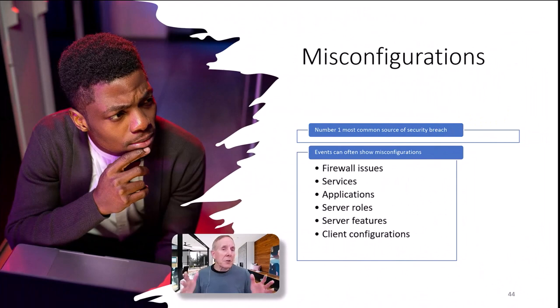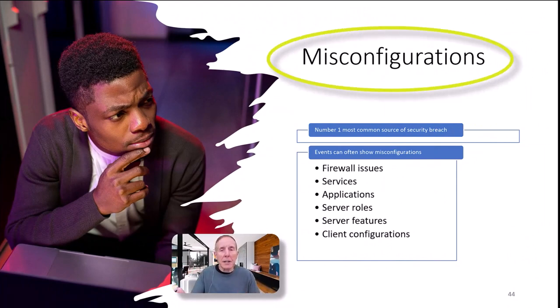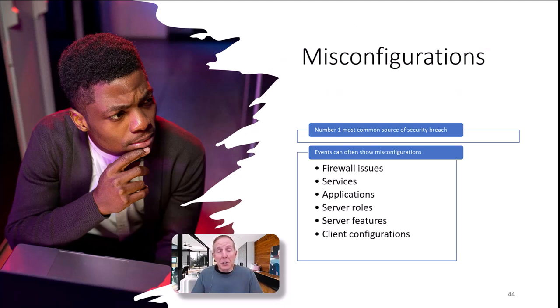When things are not broken, one of the most important reasons to get into your event log is to find misconfigurations. If you're listening to security blogs or security podcasts, you're realizing that one of the number one sources of security breaches is misconfigurations. And Event Viewer is very good about helping you find misconfigurations.